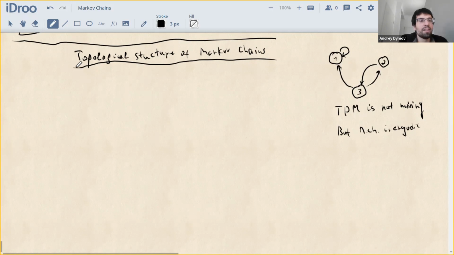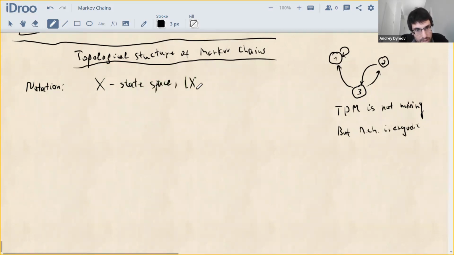what can be else like, and so now I would like to show you the structure of all possible Markov chains with a finite number of states. To this end, I will need to introduce some notation. So what do we have? As usual, we have X. This is a state space. We assume that the number of states is finite. So you can think that the state space is just 1 to L, if you wish.